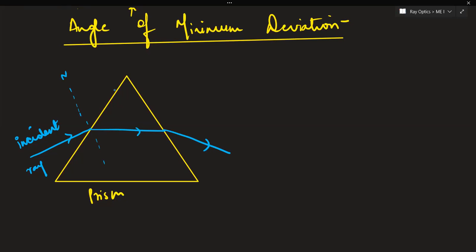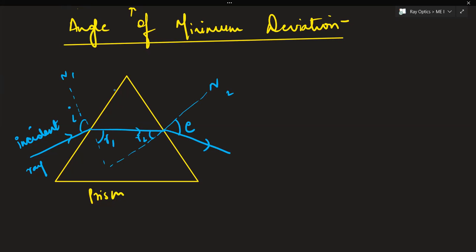Same way here also, if you'll notice, this is the normal that is formed, N1, N2, right? So this becomes the angle of incidence, whereas this becomes the first angle of refraction. Let's name this as R2. So this will be the final emergent angle through which the ray has gone out.